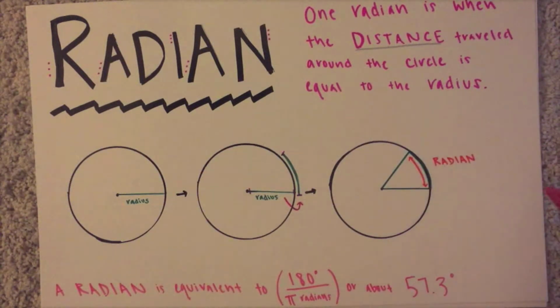A radian is equivalent to 180 degrees over pi radians, or about 57.3 degrees.